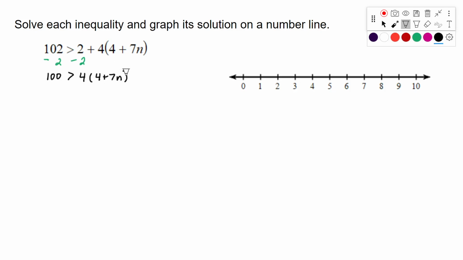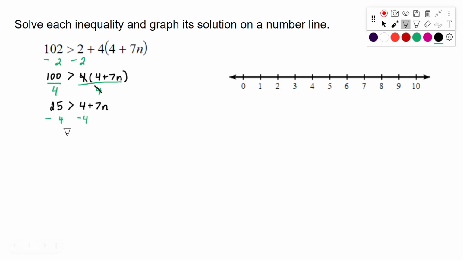Now, I could certainly distribute and then move things around, but something I notice is that I could divide each side by 4, make my number smaller in the process. Because I'm dividing by a positive value, my inequality is going to stay the way it was originally. So 100 divided by 4 is 25. 4 divided by 4 cancels, leaving us with 4 plus 7n. And since there's only one term with a variable, I'm going to leave that alone and undo the 4 that is being added to it. So that's going to be subtract 4.